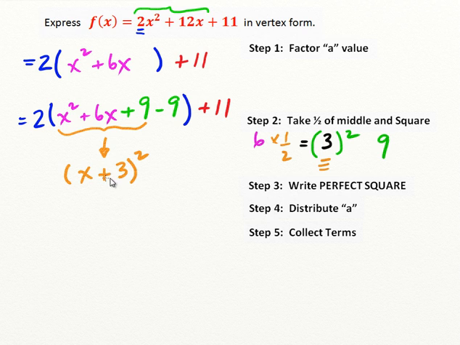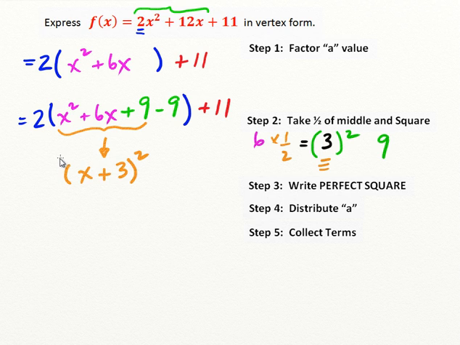And if you're not convinced that this x plus 3 squared does in fact generate x squared plus 6x plus 9, go ahead and expand this out as some rough work. Do FOIL on it, and you will see that in fact this is the short form representation of this perfect square. So once we have this short form representation of the perfect square, well, what do we do next?